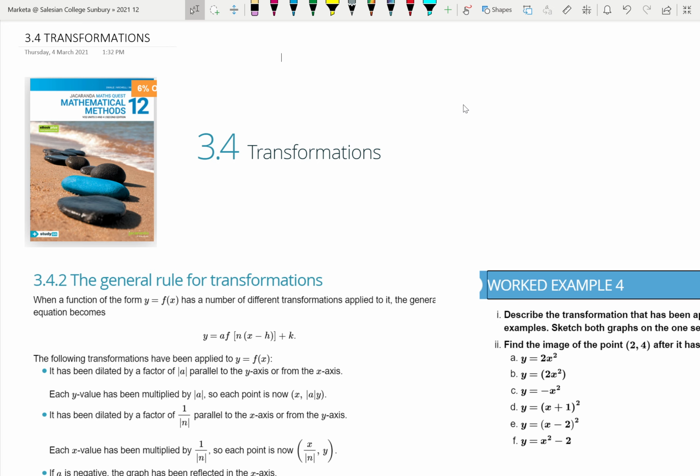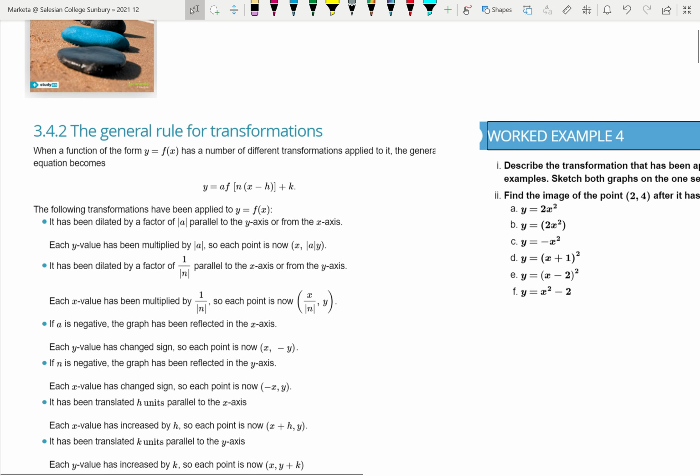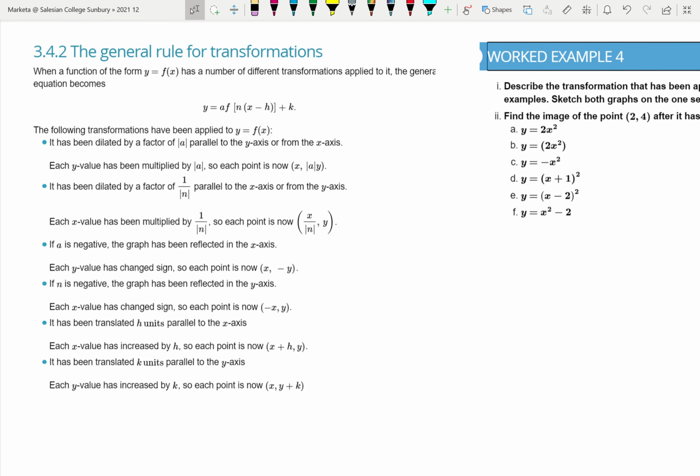Jacplus Year 12 textbook. So I've pasted here the general rule for transformations that has been given to us in the textbook, and it's actually pretty handy to have that in your book so that you can refer to it quite easily. Now I'm just going to label these 1, 2, 3, 4, 5 and 6, so it's easy for me to point out which one's which.